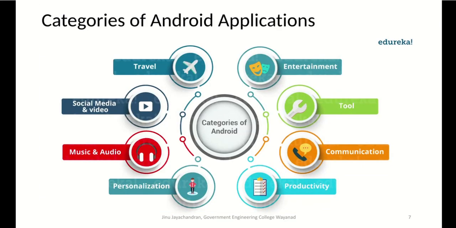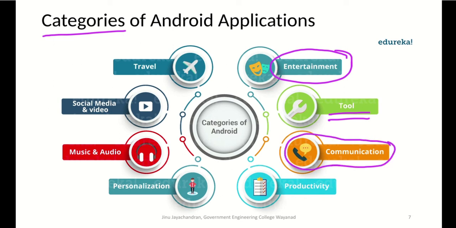So let's look at some categories of applications that we have in Android. First and foremost, if you look at even the Google Play Store, you can see that there will be a category for entertainment, like you can have Netflix, Prime Video, all this entertainment stuff. You will have a tool category like antivirus scanner, booster for your mobile. You will have communication categories like messaging. WhatsApp comes in the communication category. You can have phone calls, etc.